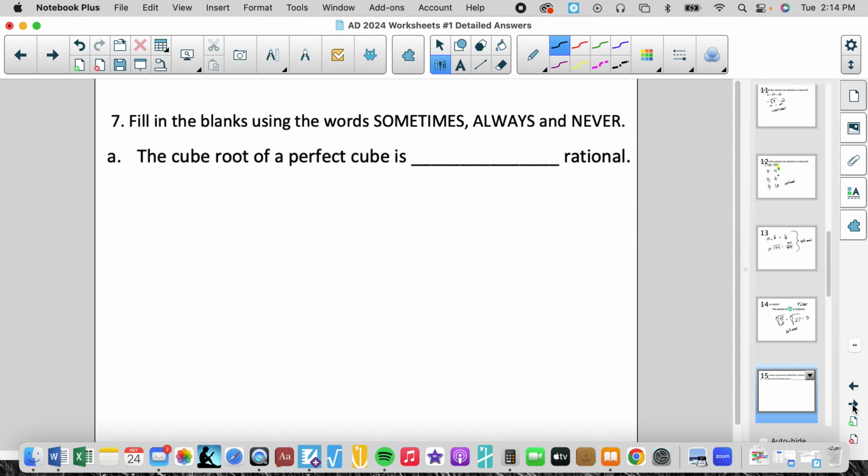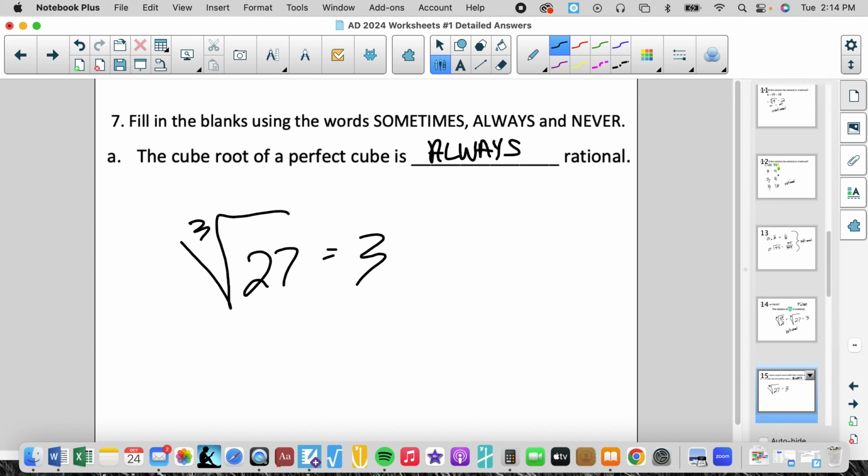The cube root of a perfect cube is always rational. So an example of that, the cube root of a perfect cube, 27 we've seen, equals a rational number. That is going to be always.